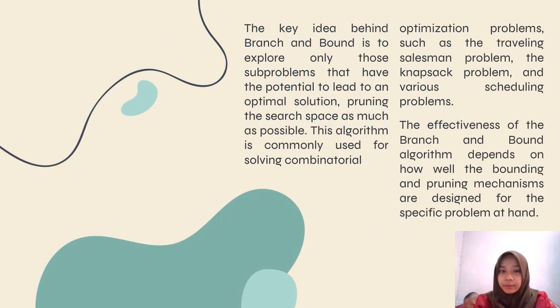The key idea behind branch and bound is to explore only those subproblems that have the potential to lead to an optimal solution, pruning the search space as much as possible. This algorithm is commonly used for solving combinatorial optimization problems, such as the traveling salesman problem, the knapsack problem, and various scheduling problems. The effectiveness of the branch and bound algorithm depends on how well the bounding and pruning mechanisms are designed for the specific problem at hand.